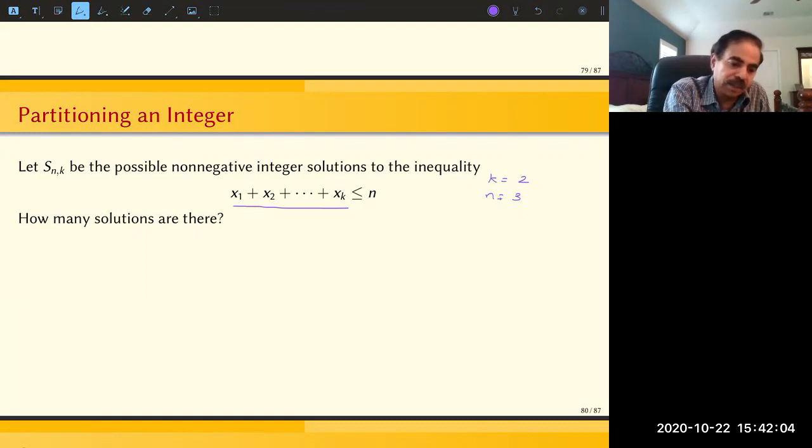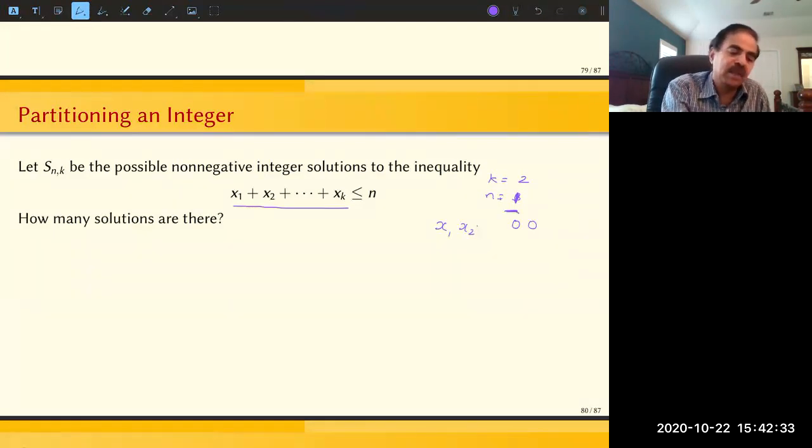Even this is too many. Let me just say n equal to 1 and k equal to 2. So the possible ways are, let's write down x1 and x2. This is what we're going to write. Okay, so 0, 0. Then x1 plus x2 will be 0, which is less than 1.